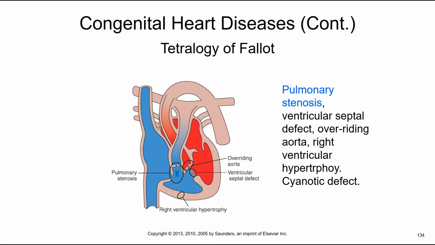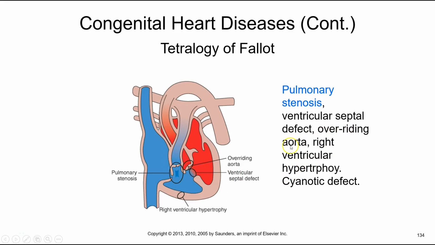Now we get into some fun stuff. Tetralogy of Fallot. Just like Tetris, tetra means four, right? In the game of Tetris, all of those blocks are composed of four squares. So tetralogy of Fallot means there's four things wrong with you. You've got a ventricular septal defect. You've got pulmonary stenosis, so you've got stenosis of that pulmonic valve right there.